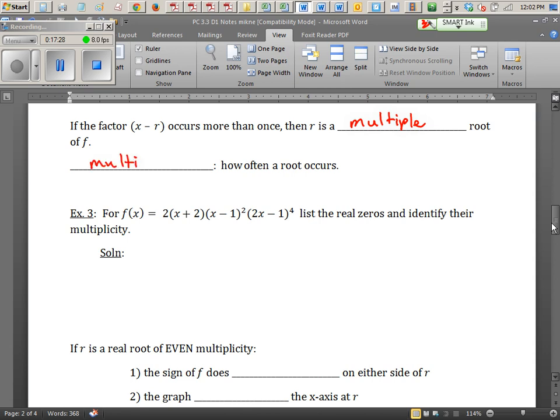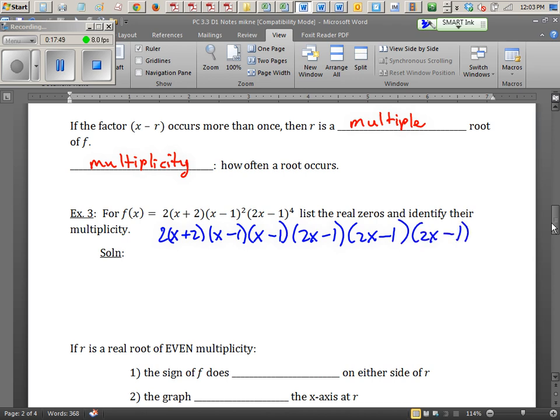Okay? Multiplicity. Okay, for example, let's say you're doing a problem like this one, and you wrote down what this really means. This really means 2 times x plus 2 times x minus 1 times x minus 1 times 2x minus 1 times 2x minus 1 times 2x minus 1 times 2x minus 1. That's what it means, right? When you have a power 2 and a power 4, you're supposed to multiply everything out. This is kind of what it all means, right?